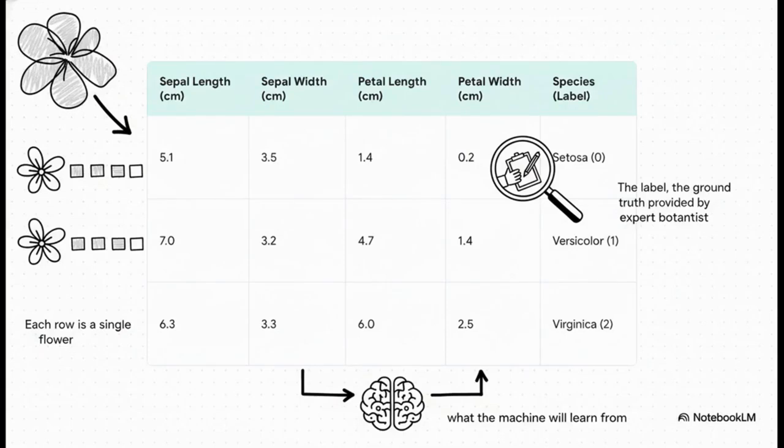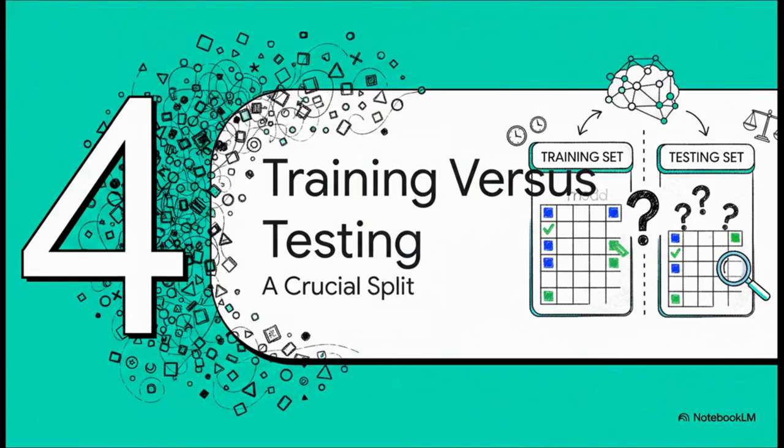And this is what it looks like in practice. See this table? This makes it all real. Each row is just one flower. The first 4 columns, those are the features, the raw numbers. And that last column, species, that's the label, the correct answer that an expert gave us. This table is the exact thing our machine is going to study. So, we've got our data all set up.